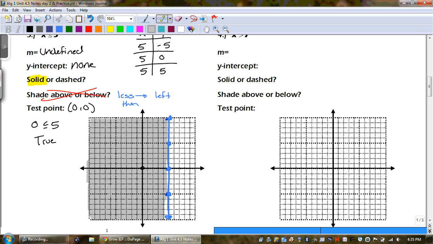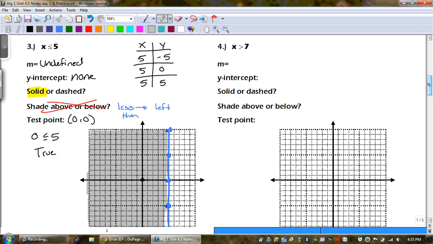And there you go, special case. All right, let's do number 4. Our slope here is undefined. We know that now. Our y-intercept, there is no y-intercept. But now, is it going to be solid or dashed? Well, for this one, it's going to be dashed. And I don't know which direction I'm going to shade yet. Okay.